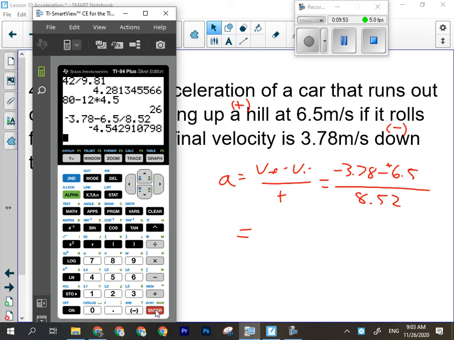All right? If you type it in the correct way, which is in brackets, negative 3.78, minus 6.5, divided by 8.52, you get a much different answer, and you get the correct answer this way. So please make sure that when you're doing your calculations, especially any that involve the top of an equation with a plus or minus, dividing by something on the bottom, you use brackets. Top of the equation divided by the bottom.